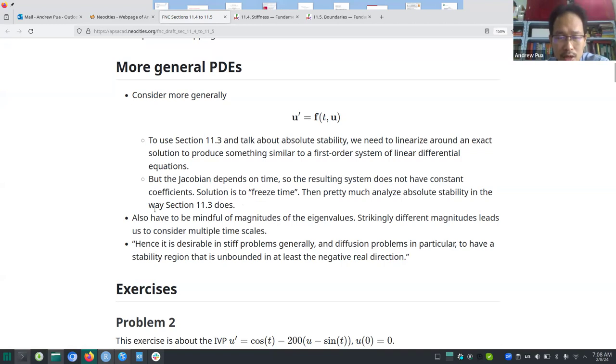Another practical recommendation from that section is that you have to be mindful about the magnitudes of the eigenvalues, because if you have strikingly different magnitudes, then you have to take into account not just the stability, but the fact that there are multiple time scales. And you have to observe parts of the solution that are slow to get to in some way. This is very similar to what you encounter in chapter 8 or 9 about Krylov methods, where the gap between these eigenvalues matters a lot in terms of the numerical solutions.